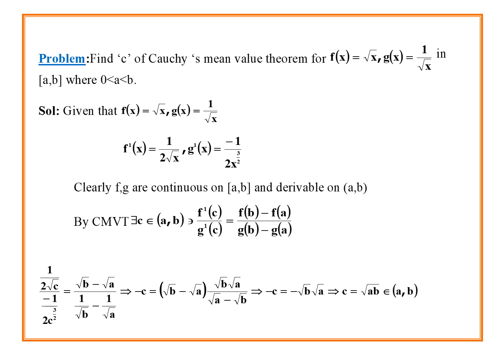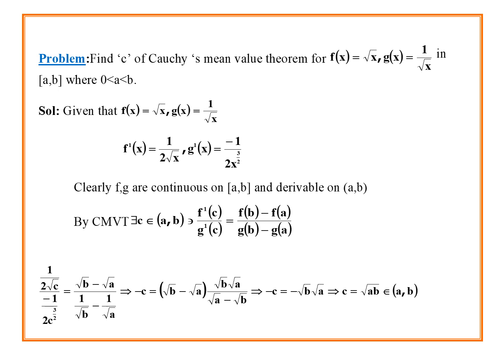Clearly f, g are continuous on the closed interval [a, b] and derivable on the open interval (a, b). By Cauchy's mean value theorem, there exists a c belongs to the open interval (a, b) such that f'(c) by g'(c) is equal to f(b) − f(a) by g(b) − g(a).